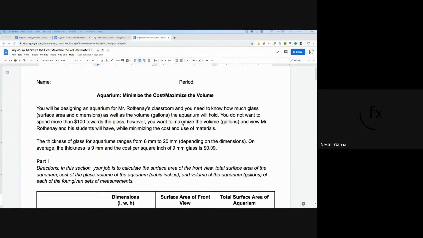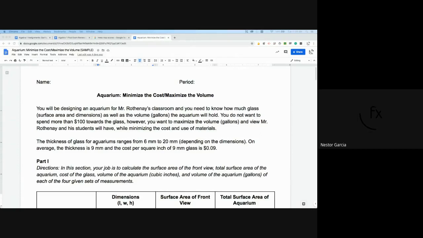You do not want to spend more than $100 towards the glass. However, you want to maximize the volume in gallons and view Mr. Rothany and his students will have while minimizing the cost and use of materials. Your design for this aquarium will take place in part 2 of the assignment. Now, information you will need for both part 1 and part 2 is the following.